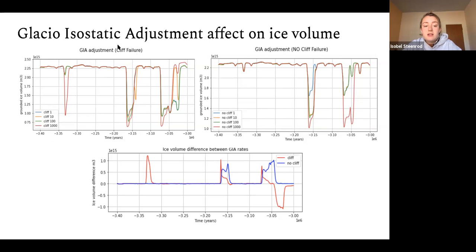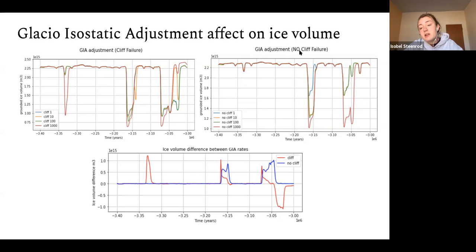If you can see in this graph, when cliff failure was taken into account, the quicker isostatic adjustment had no ice sheet collapse. This is the ice volume, so lower values mean less ice, and therefore an ice sheet collapse. And again, here they're a little bit different.